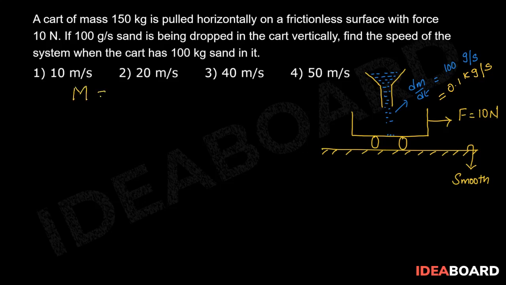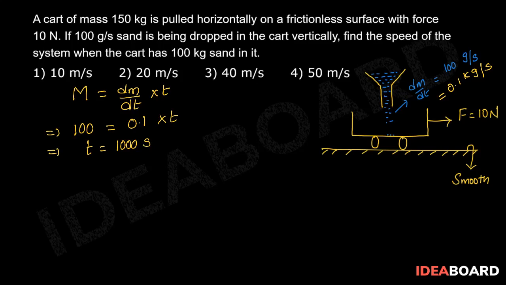capital M equals dm by dt multiplied by t. So here capital M is 100 kg, dm by dt is 0.1 kg per second, multiplied by t. So we get t equals 1000 seconds.